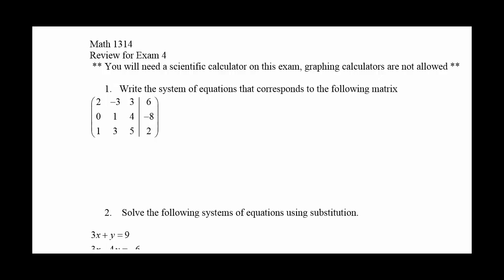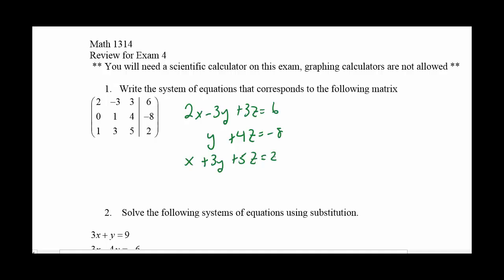At number 1, we are translating an augmented matrix into a system of equations. So that's just a matter of remembering what each number and the position in the matrix represent. So the 2 would be 2x minus 3y plus 3z equals 6. The second row represents y plus 4z equals negative 8. And the last row represents x plus 3y plus 5z equals 2.